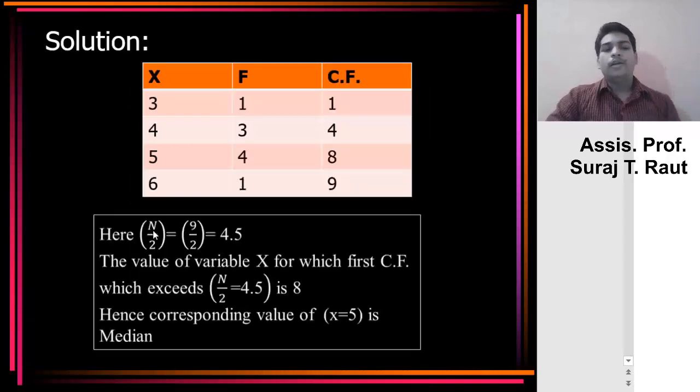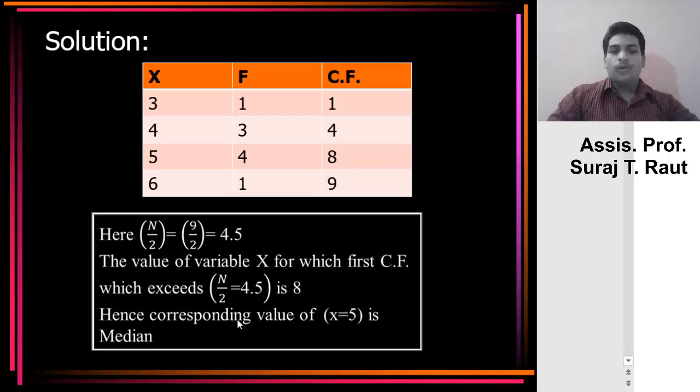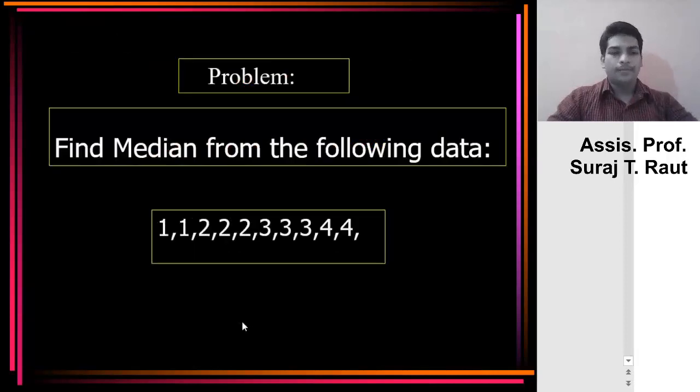Here n upon 2 is 4.5, and the first cumulative frequency which exceeds 4.5 is 8. Therefore, the corresponding value of x, which is 5, is our median. Then take one next problem.